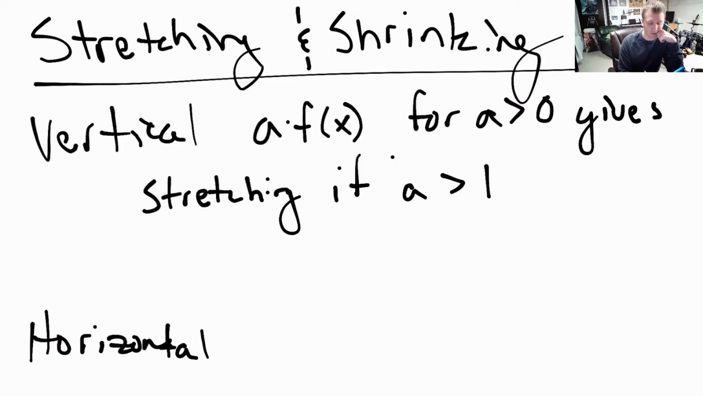But if you multiply every output by a number bigger than 1, you're going to increase the size of things. It's no different than graphing x squared versus 2x squared. This one, for an input of 1, gives you an output of 1. The one on the right gives you an output of 2. It's twice as tall.